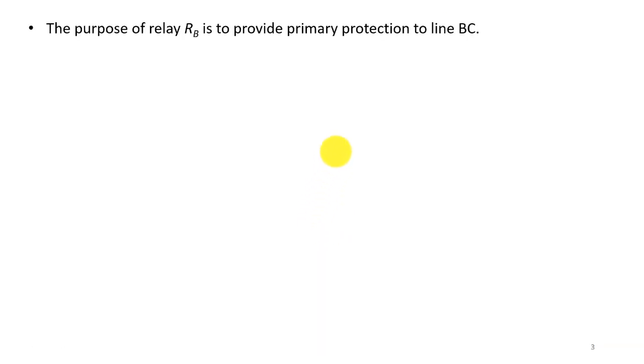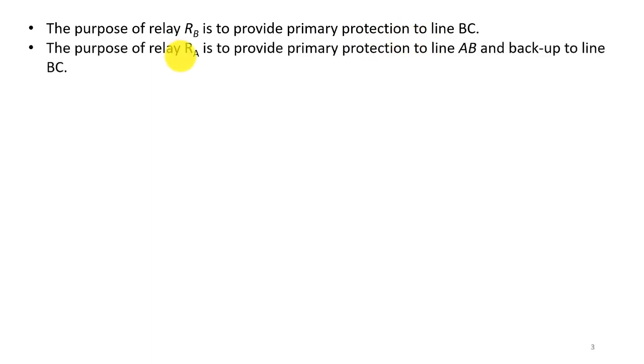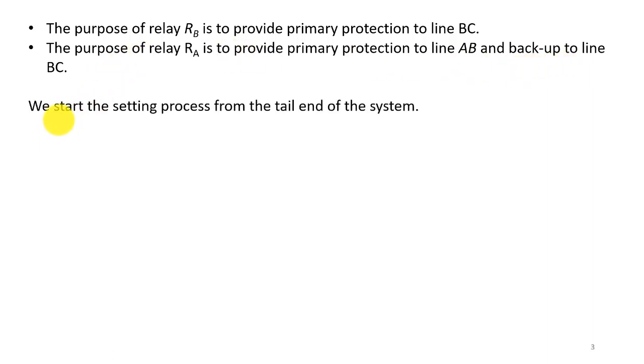The purpose of relay RB is to provide primary protection to line BC, and the purpose of relay RA is to provide primary protection to line AB and backup protection to line BC. Now we start the setting process. We'll start the relay setting process from the tail end. This is the thumb rule.